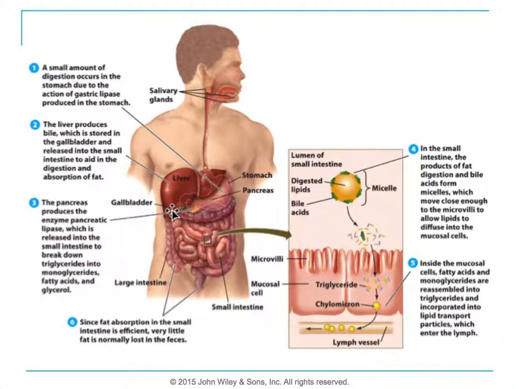The pancreas produces the enzyme pancreatic lipase, again, lipase, the enzyme that's responsible for digesting fat, and that lipase is released into the small intestine to break down triglycerides into monoglycerides, fatty acids, and glycerol. So the lipase is taking that triglyceride and separating those 3 fatty acids from the glycerol backbone. In the small intestine, here again, we have the little brush border. We have the villi and microvilli along the lining of the small intestine.